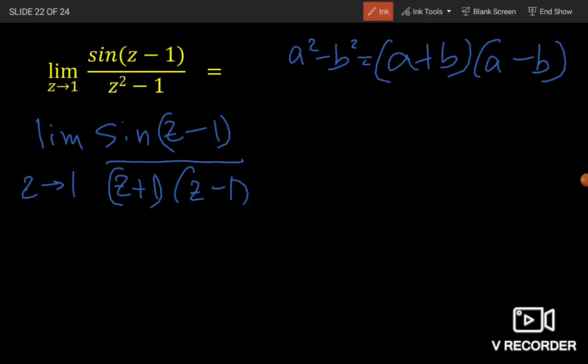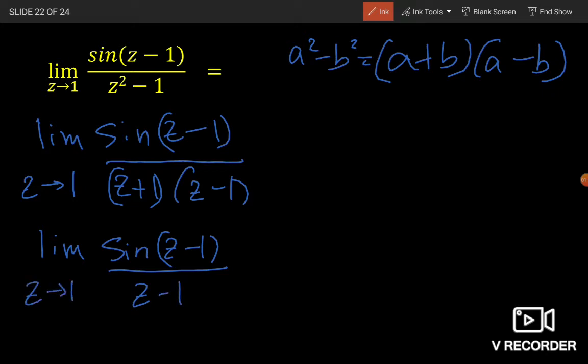We can rewrite this as the limit of sine (z minus 1) all over (z minus 1) as z approaches 1, multiplied by the limit of 1 over (z plus 1). So basically, this is sine (z minus 1) over (z minus 1), and then 1 over (z plus 1).